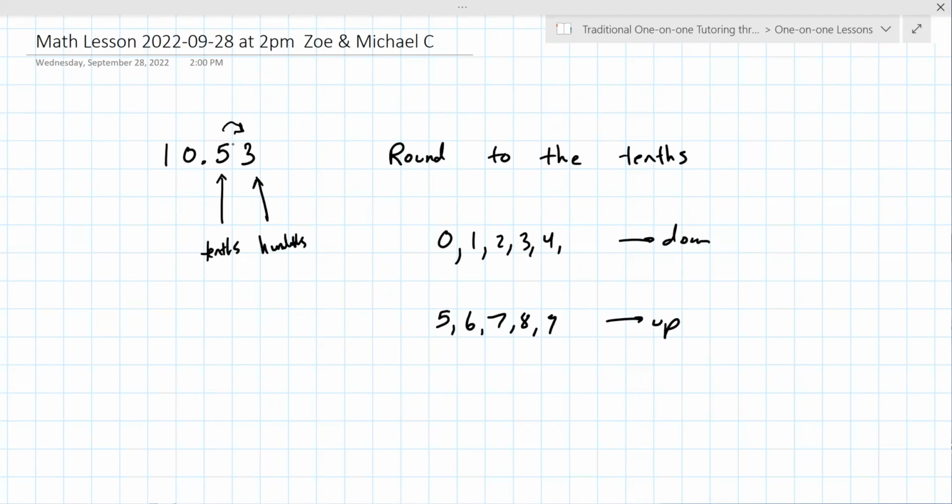So you're looking at the 3. Are you rounding it up or down? We're rounding it down. Down. So when you round down, you basically just ignore it. You just write the number without the digit. So 10.5. Okay, so let's look at another one here.